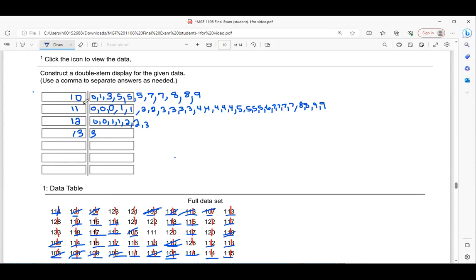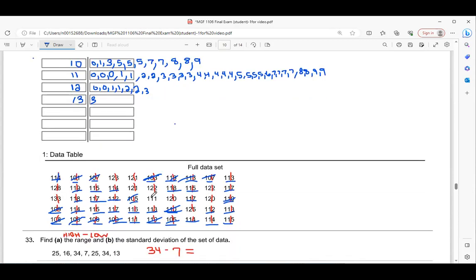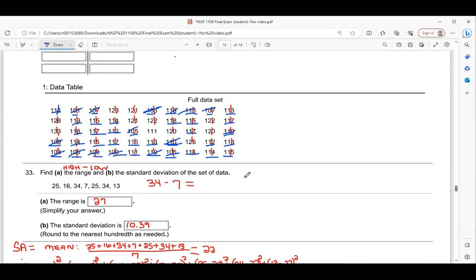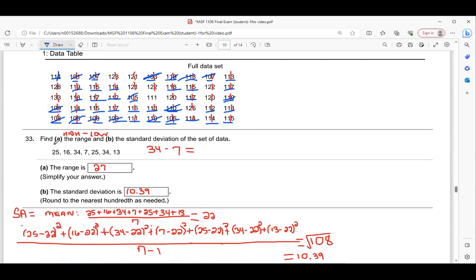But this is what your stem and leaf plot should look like after you've taken all of your data and placed it in order. Now for number 33, we want to find the range for letter A and the standard deviation for letter B. The range is the highest number minus the lowest number.